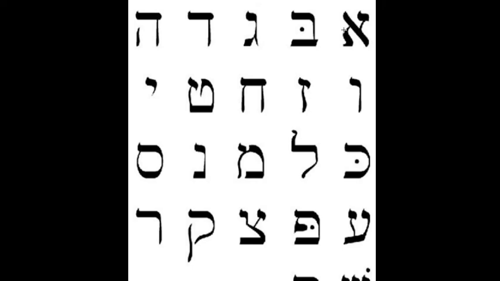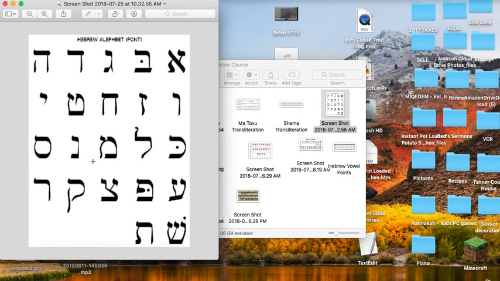Let's go to the alphabet here. Pull this up, and then we'll go right to left. Let's go through this twice. Aleph, Beit, Gimel, Dalet, He, Vav, Zayin, Chet, Tet, Yud, Kaf, Lamed, Mem, Nun, Samek, Ayin, Pei, Tzadi, Kuf, Resh, Shin, Tav. Alright, one more time. Aleph, Beit, Gimel, Dalet, He, Vav, Zayin, Chet, Tet, Yud, Kaf, Lamed, Mem, Nun, Samek, Ayin, Pei, Tzadi, Kuf, Resh, Shin, Tav. Good job. 22 letters. You want to commit those to memory.